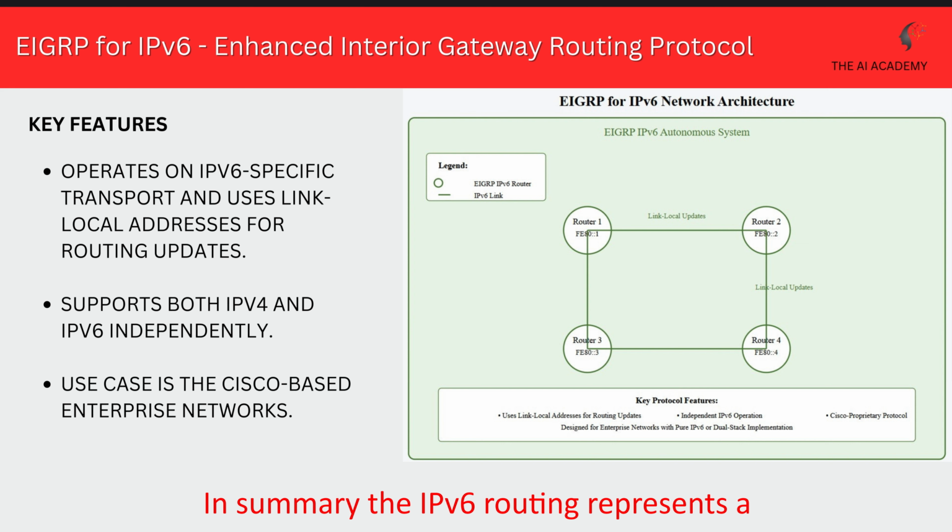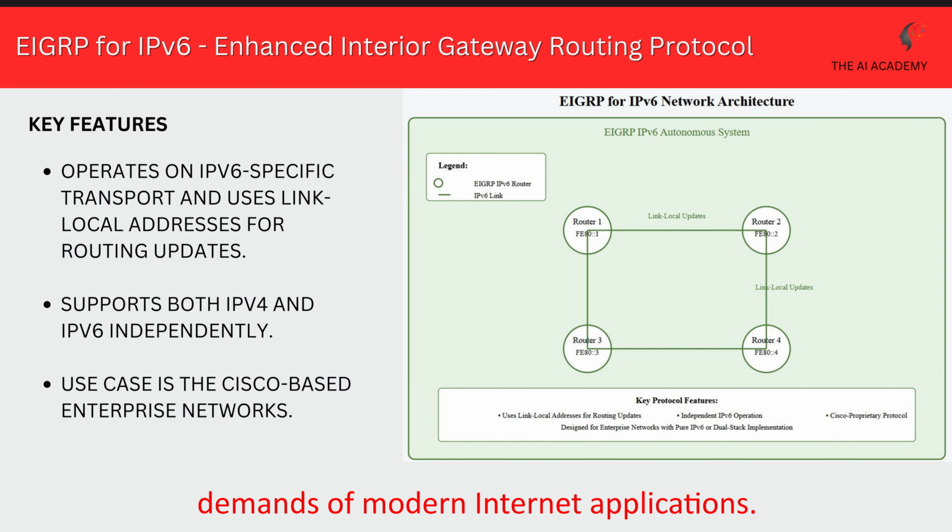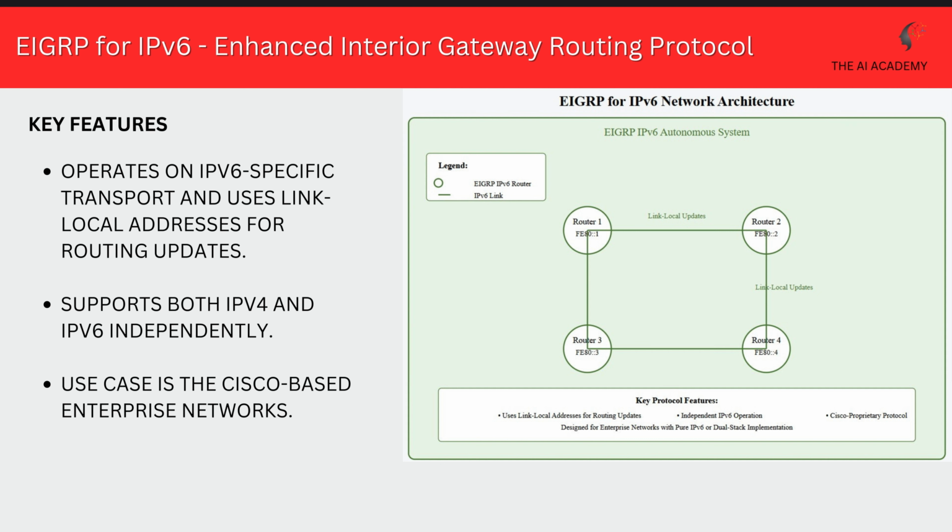In summary, IPv6 routing represents a leap forward from IPv4 by addressing scalability, efficiency, and performance bottlenecks. With protocols like OSPFv3 and RIPng, networks can handle the demands of modern Internet applications. As IPv6 adoption continues to grow, understanding its routing principles and protocols is vital for building and securing robust networks. This outline ensures the foundational topics of IPv6 are comprehensively covered while incorporating ethical hacking perspectives.